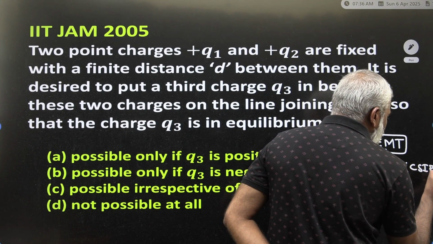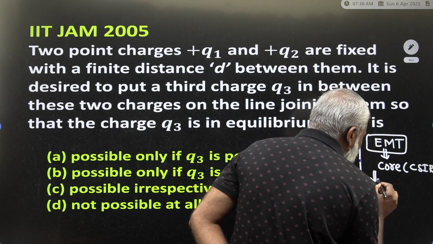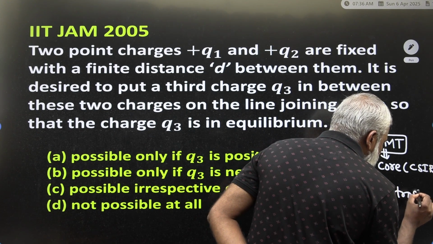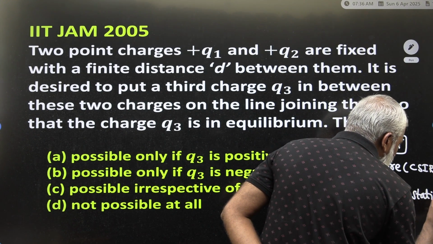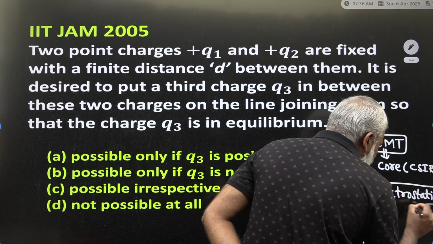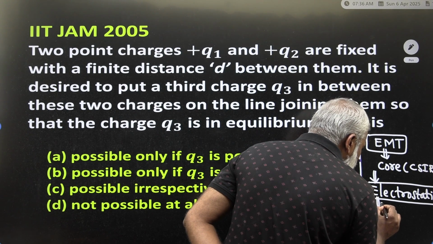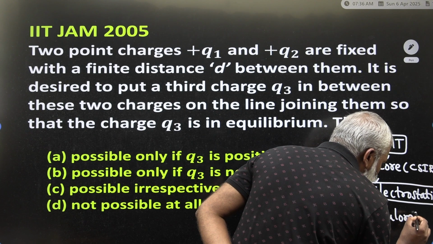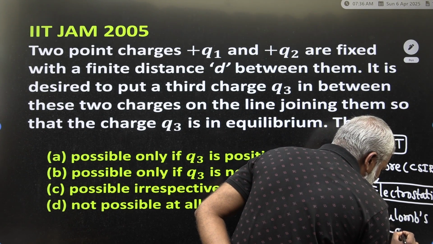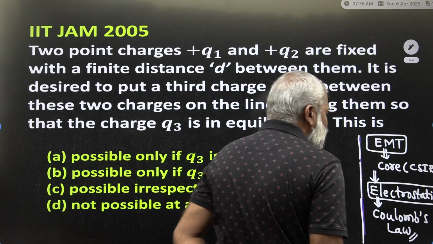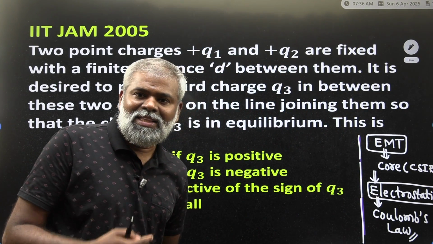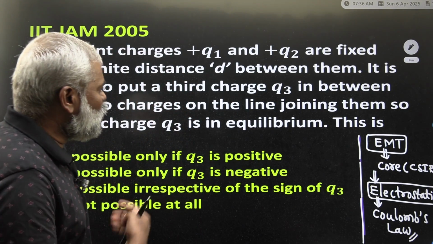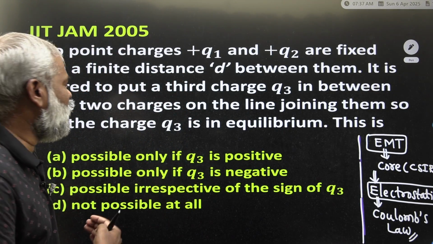The core CSIR syllabus, the first topic itself, is electrostatics. In electrostatics, what are we learning? We are learning Coulomb's law. That is the electrostatic law, Coulomb's law. Clear? So, based on Coulomb's law, I am giving one question.